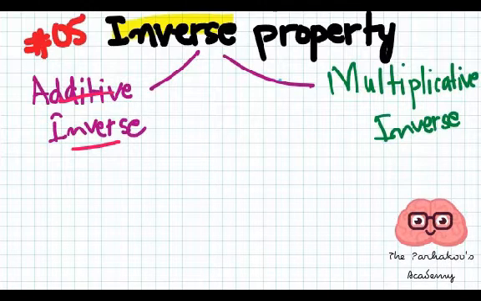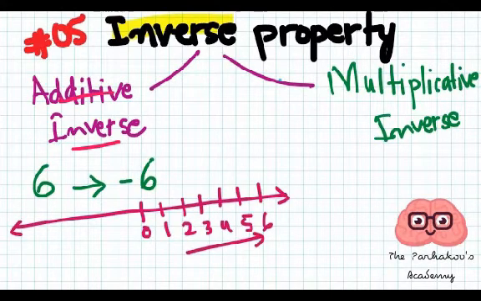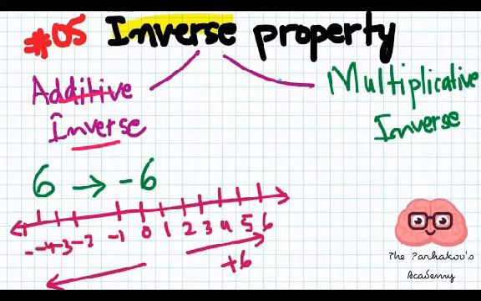Now what does it mean? Let's see. Let's suppose I have got a number 6. The additive inverse, that means the opposite of this number, is minus 6. If you have a number line, and this way is plus 6, then going the opposite way is negative 6. So negative 6 is the opposite of positive 6.